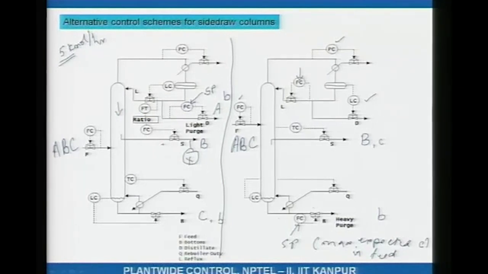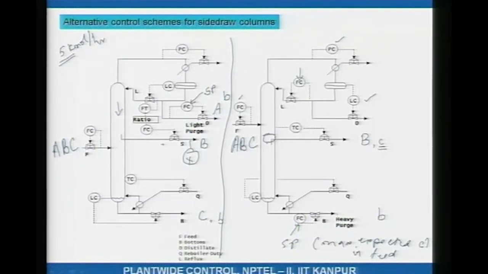I am just thinking out loud here. If the temperature is decreasing, what that means is the amount of C is actually going down. So B composition is going up, that means B is accumulating here, that means I need to take out more of this side draw, right. Yeah, that is what it means. I think that is the way it would work.